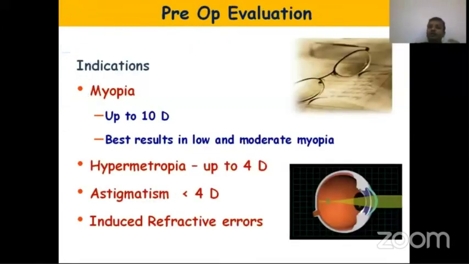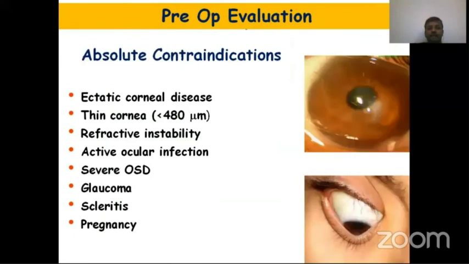Coming back to the pre-op evaluation, as I told you, the US FDA has approved the correction of refractive errors by most of the techniques. Cornea-based surgeries are approved only up to minus 10 diopters, hyperopia of about 4 diopters, and astigmatism up to 4 to 5 diopters.